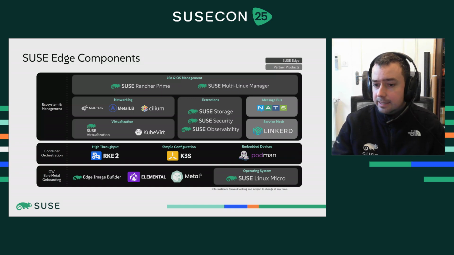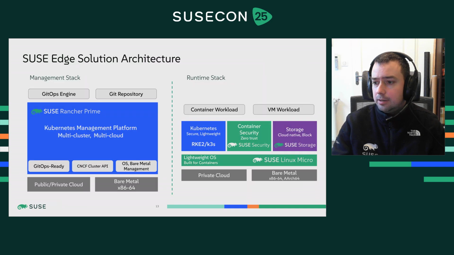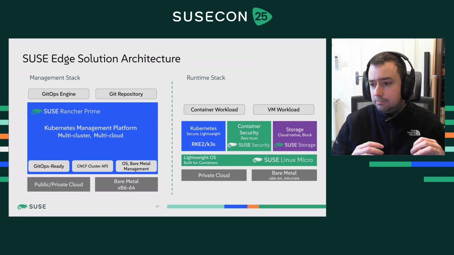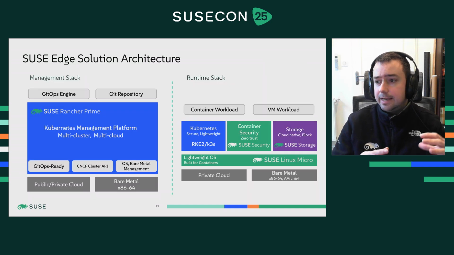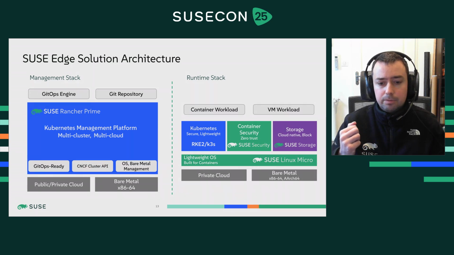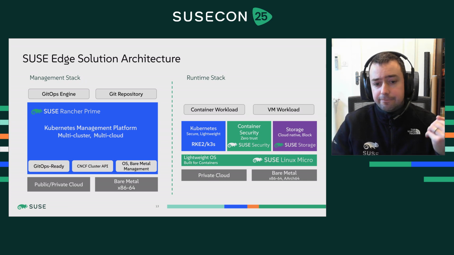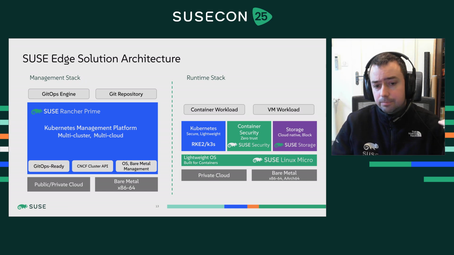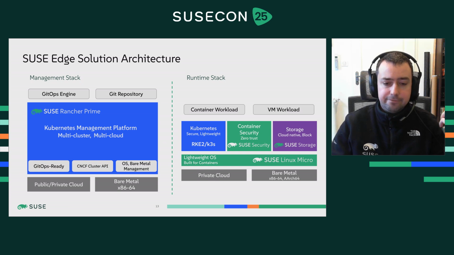So that's exactly what we have displayed here. We have a management stack using either bare metal or private or public cloud, whatever. You have your SUSE Rancher Prime on this. You have Fleet for GitOps.